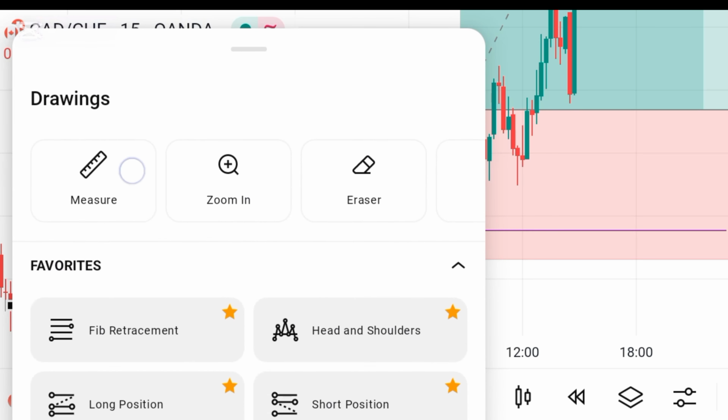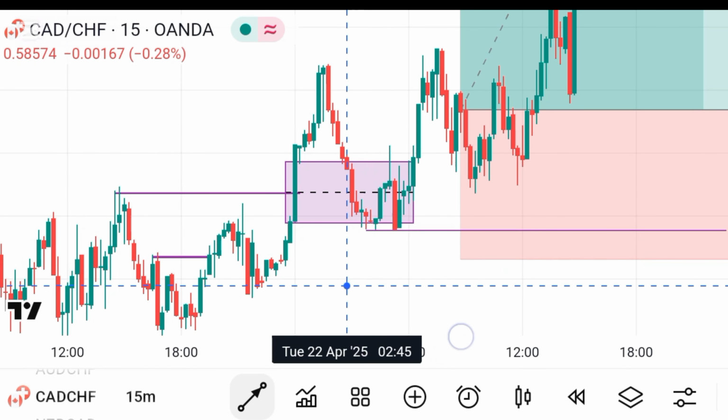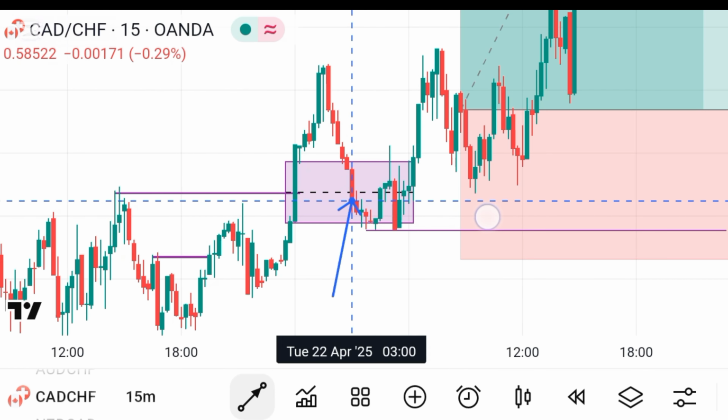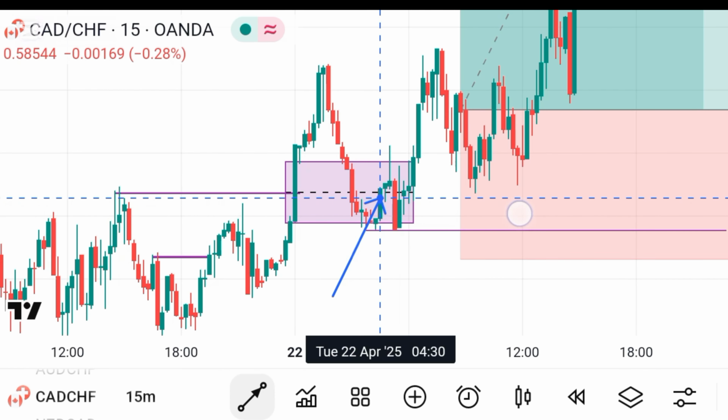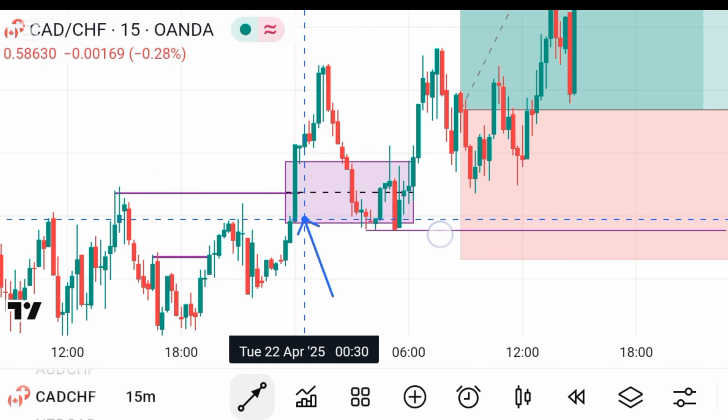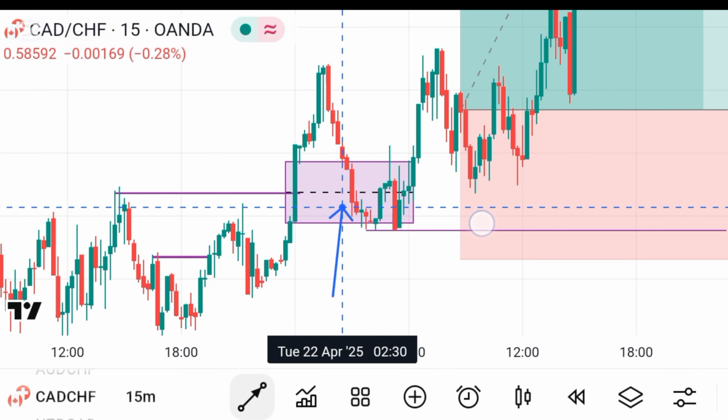Now looking at what is going on here. After a break of structure, what happened next? Price left this imbalance here, this FVG. If you don't know what an FVG is, I'm always here, you can go to my videos. I've talked a lot about FVG. So price created this liquidity void, which is an FVG, and retraced back into this FVG.